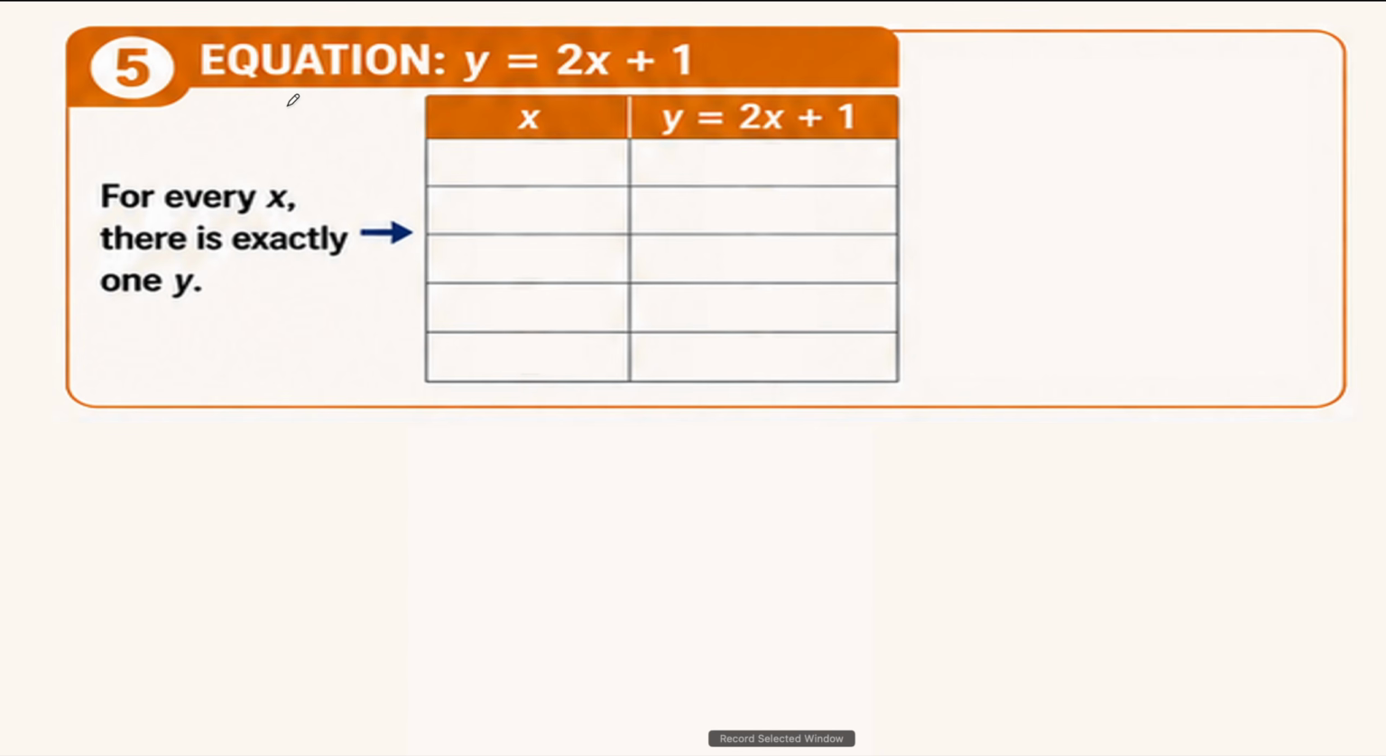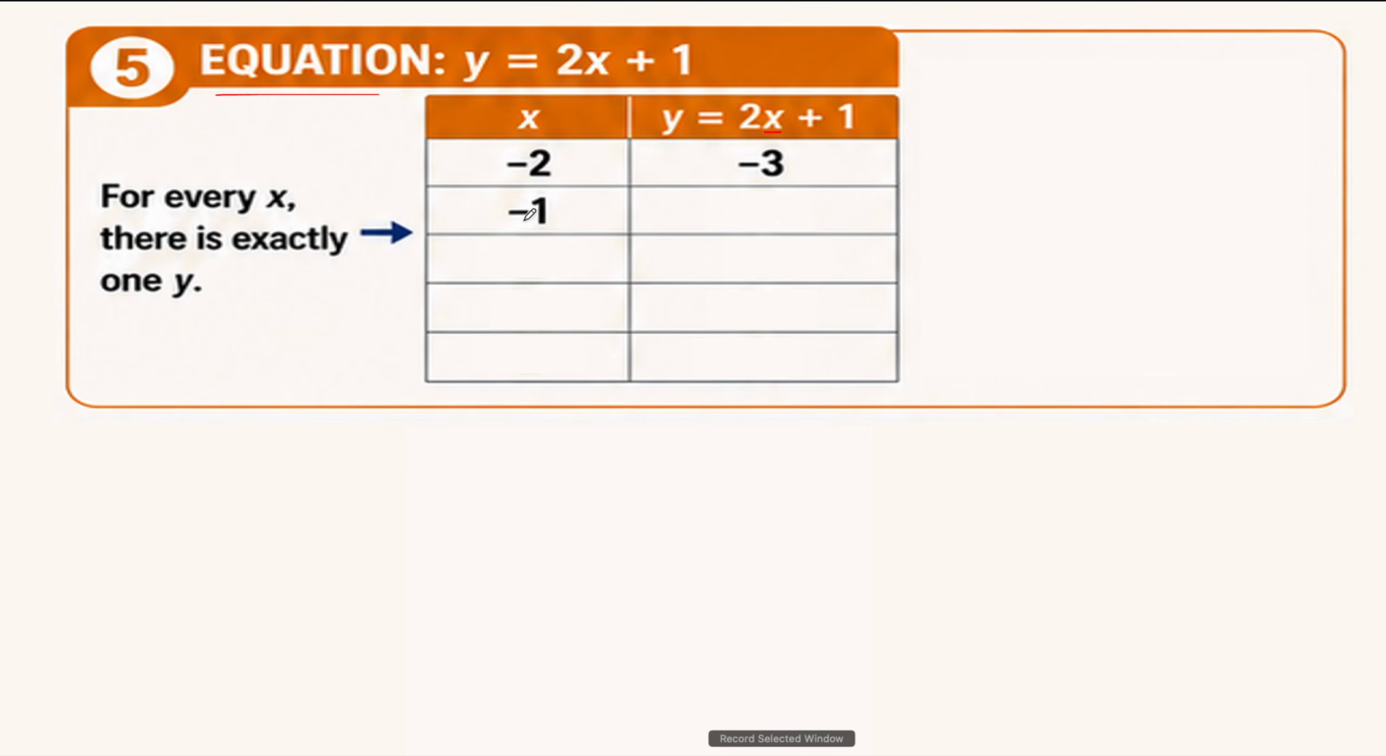Now, we move on to the equation. So we have y equals 2x plus 1. For every x, there is exactly one y. So in this case, we have x equals negative 2. What we are going to do is to plug in the negative 2 here in the x. So 2 times negative 2, that is going to be negative 4 plus 1. So we have negative 3. Go ahead and try to check whether that is correct.